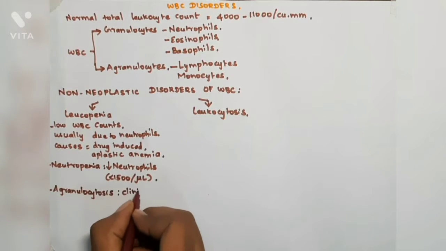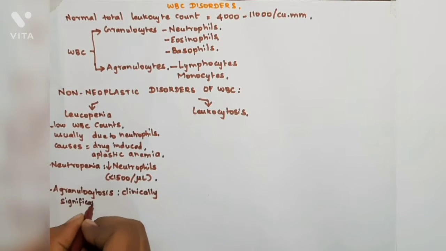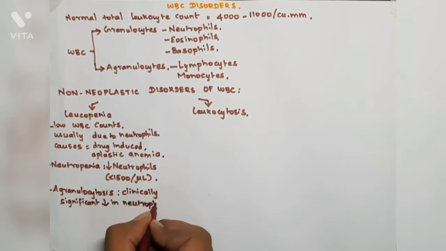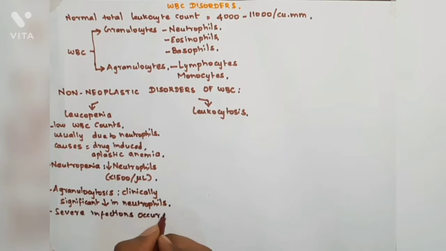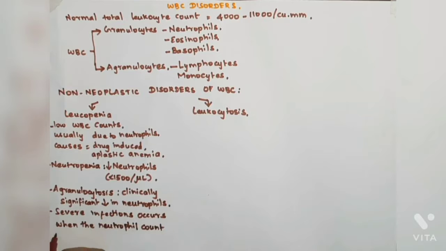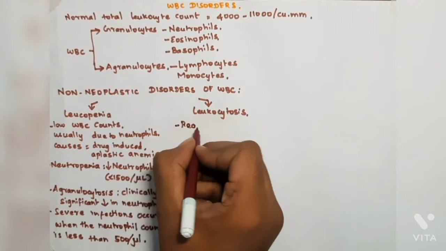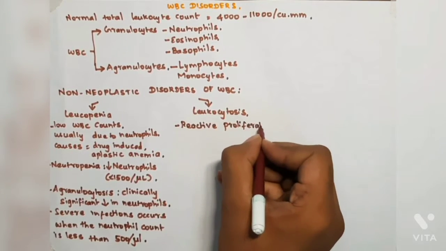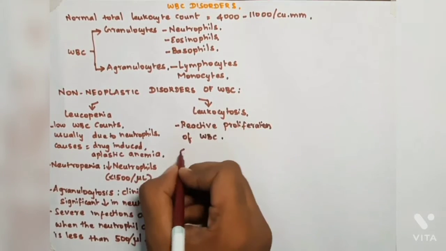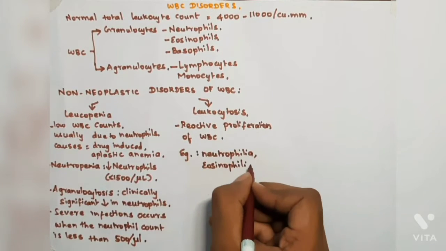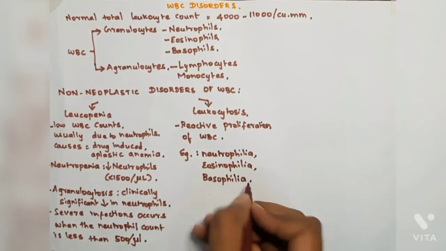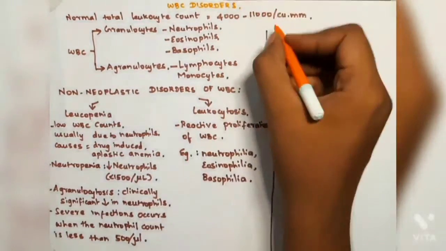Agranulocytes are of clinical significance in neutrophils. Severe infections occur when the neutrophil count is less than 500 per microliter. Reactive proliferation of WBC. Examples are neutrophilia, eosinophilia, and basophilia.